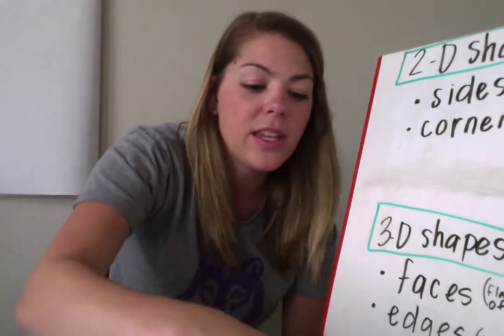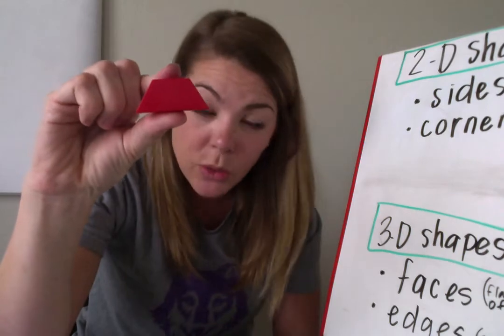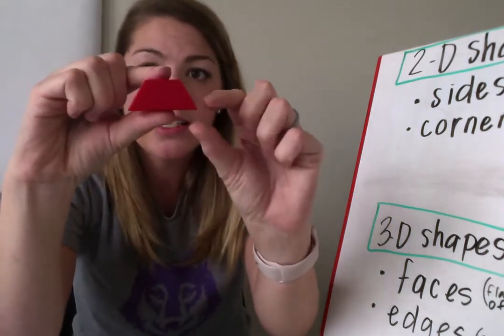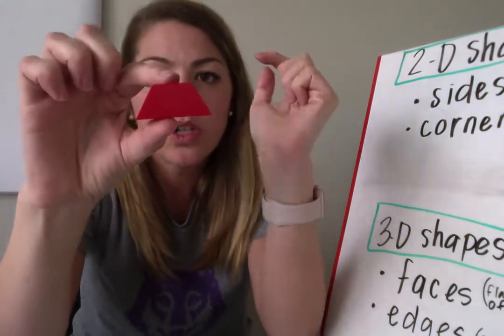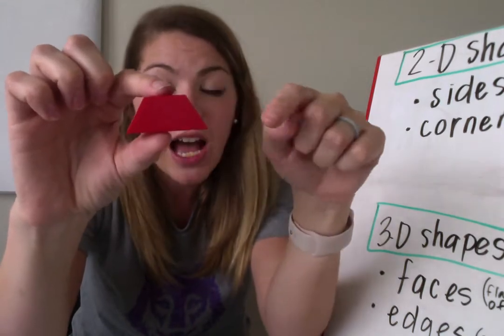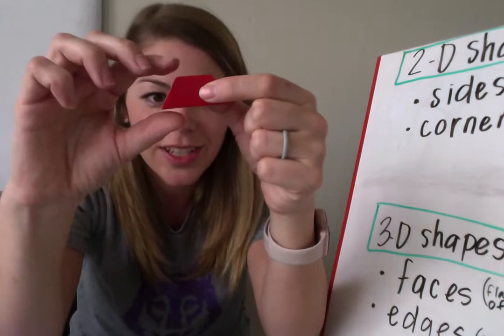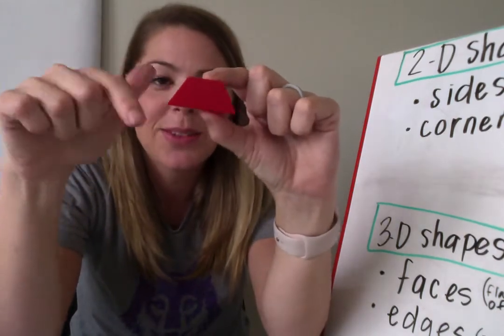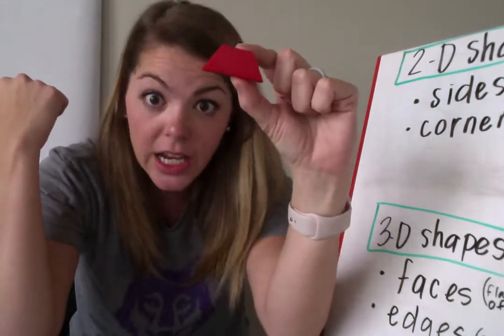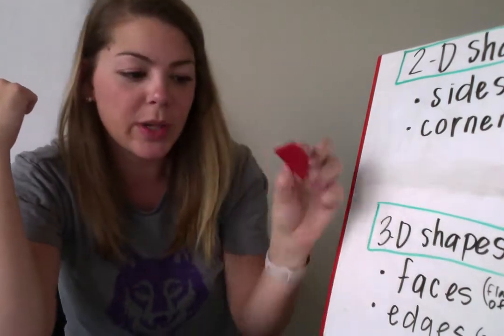All right, this shape is called a trapezoid. It also has sides and corners. It has 4 corners, but it has 5 sides. 1, 2, oh no, 4. 4 sides. 1, 2, 3, 4. 4 sides, 4 corners for a trapezoid, okay?